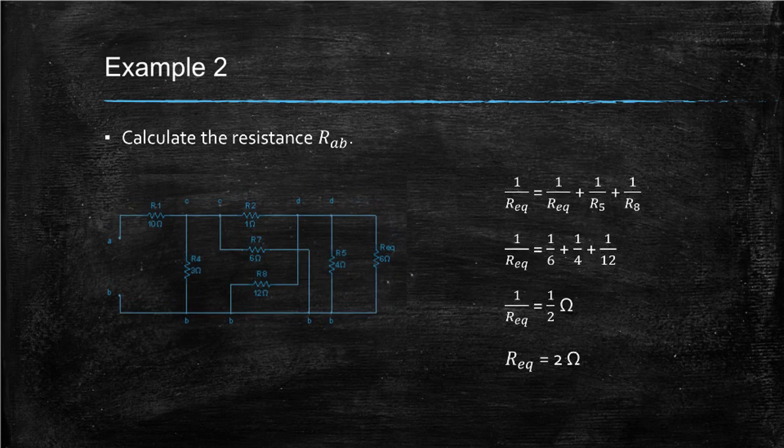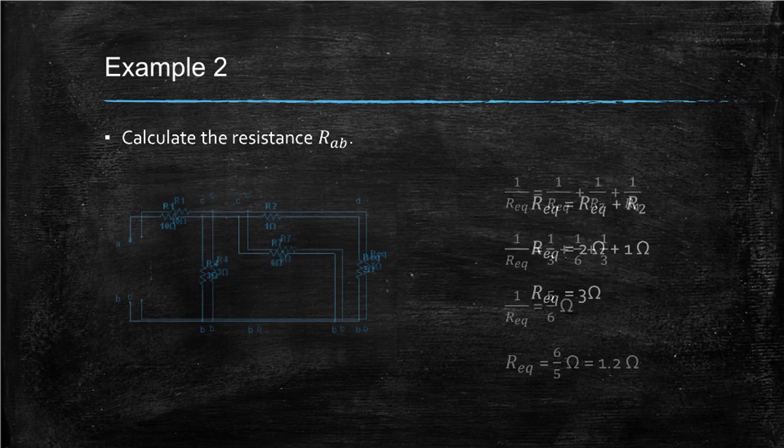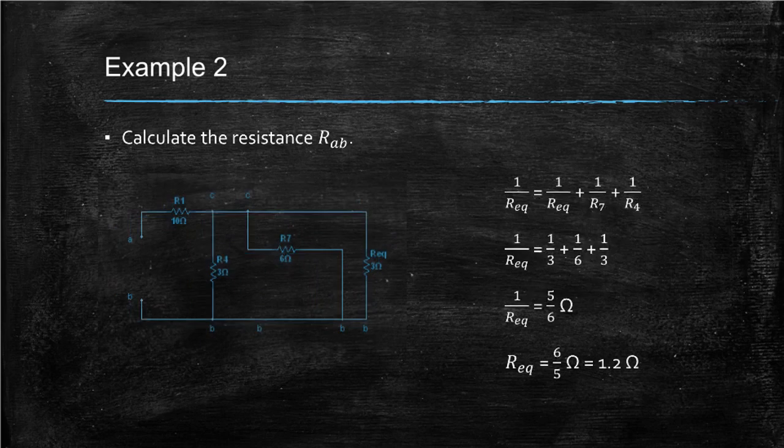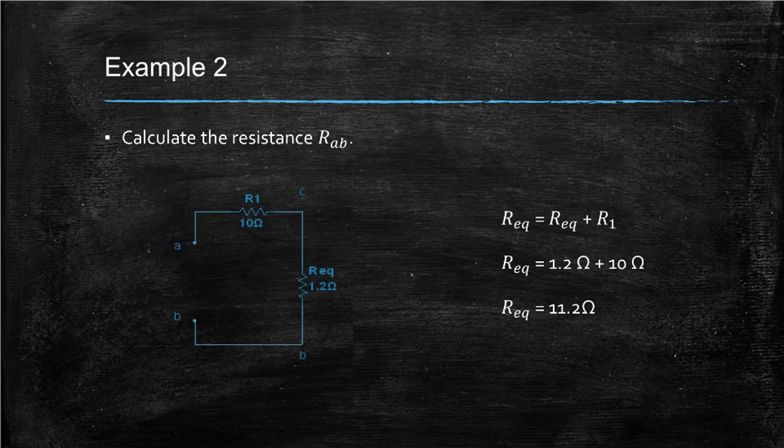The equivalent resistance, resistor 5 and resistor 8 share nodes D and B, so they are all in parallel. The equivalent resistance and resistor 2 share node D, so they are in series. The equivalent resistance, resistor 7 and resistor 4 share nodes C and B, so they are in parallel. Resistor 1 and the equivalent resistance share node C only, so they are in series.